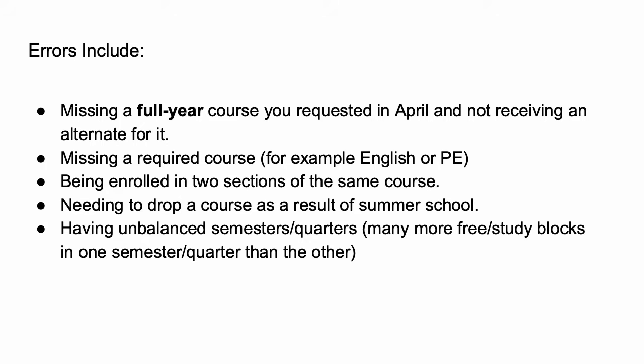Errors that you are looking for include missing a full year course that you requested in April and not receiving an alternate for it, missing a required course such as English or PE, being enrolled in two sections of the same course, needing to drop a course as a result of summer school, and having unbalanced semesters or quarters, meaning many more free or study blocks in one semester or quarter than another.